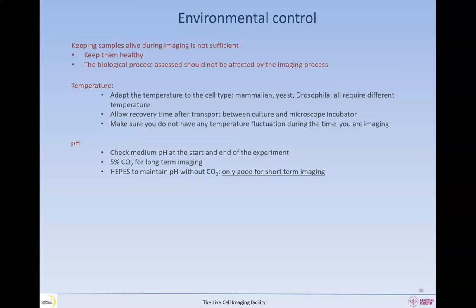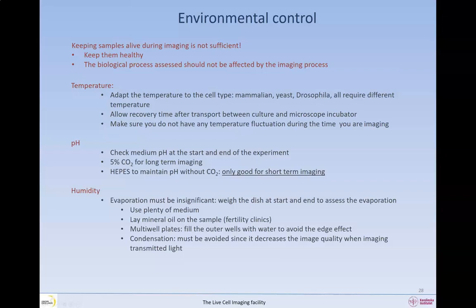Air enriched to 5% CO2 is necessary for long-term imaging. Cells can also proliferate without CO2 if the medium is supplemented with HEPES, but this environment is only viable for short-term imaging of a couple of hours. On top of that, for some cell lines, the addition of HEPES needs to be gradual and done over a longer period of time before starting the imaging.